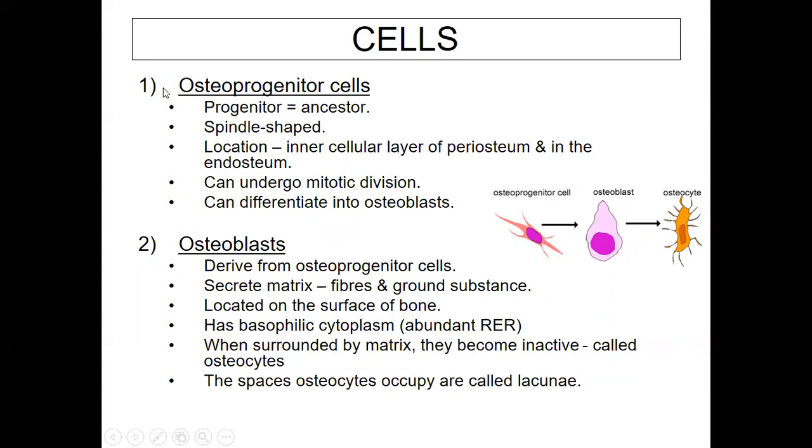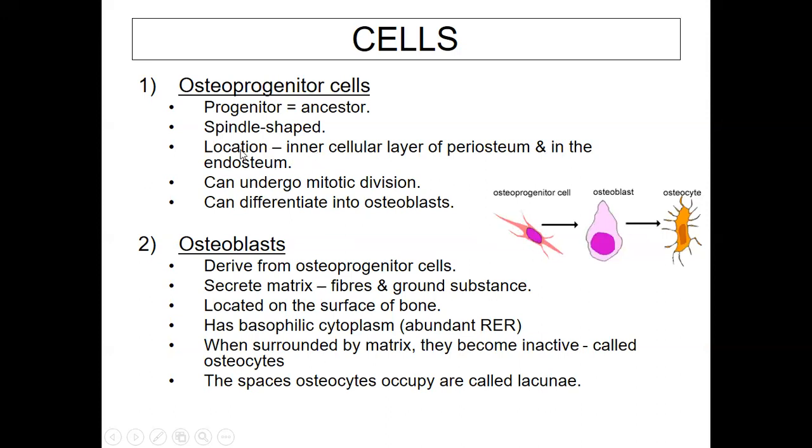As I mentioned earlier, there are four types of cells. The first one is the osteoprogenitor cell. The word progenitor means ancestor. How about the shape of the osteoprogenitor cell? The shape is spindle-shaped. You can see here, it is flattened, spindle-shaped.